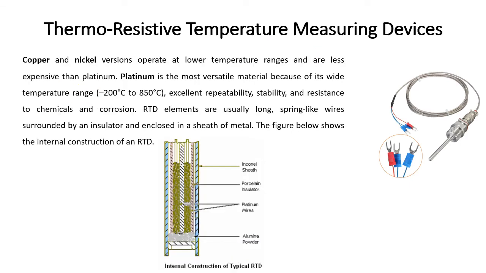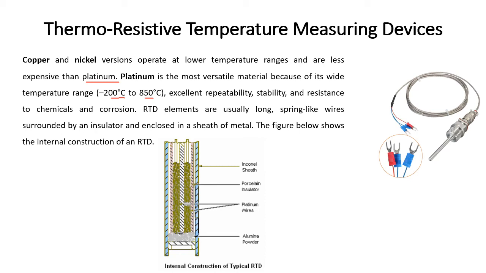Now, copper and nickel versions are majorly used in industries because platinum is very costly material. It's very expensive, and sometimes it's not viable. So platinum is very versatile. On the other hand, it has a temperature range of -200 to 850 degrees centigrade, so it covers almost 1000 degrees centigrade range. It has excellent repeatability, stability and resistance to chemicals and corrosion.